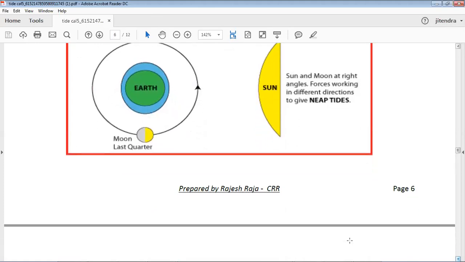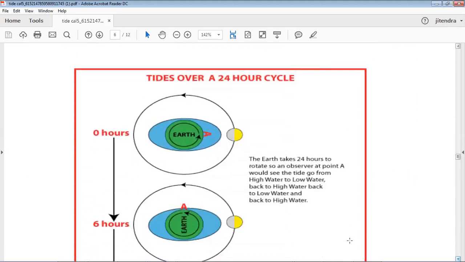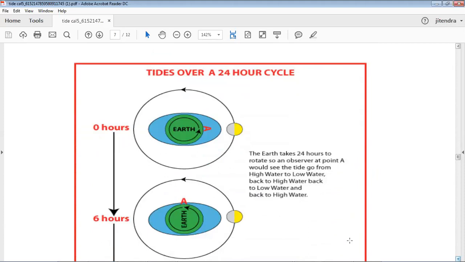There are different causes of tides. One is rotation of earth on its axis, one is rotation of the moon around the earth, and the third is the earth rotating around the sun. So first we saw the rotation of the moon. Now we will see the rotation of earth together with the rotation of the moon.